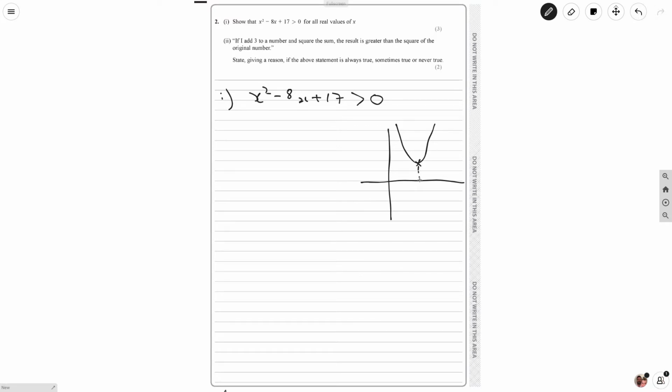So if we can find this minimum point and show that this y value here is positive, then we've proved it. And the best way, it's not the only way, but the best way to find that minimum point is to complete the square. So we go ahead and complete the square. We put half of the coefficient of x inside the bracket, and then we need to subtract off 4 squared, whatever this number here is squared. Copy down the plus 17, copy everything really. Then we just collect our numbers together. So minus 16 plus 17 is plus 1.